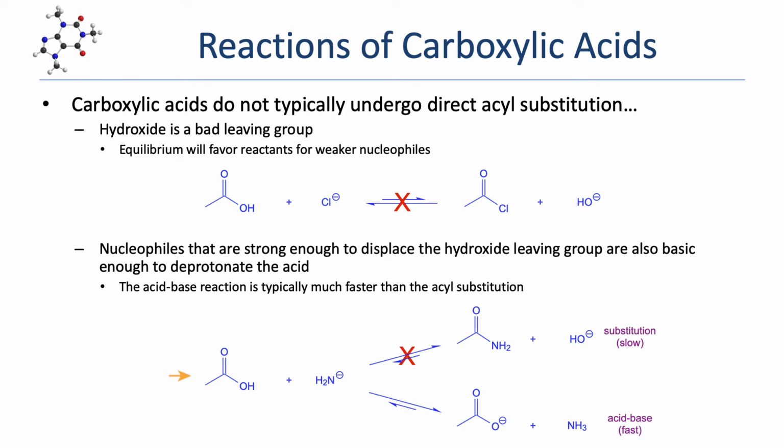Based purely on the leaving groups in both the forward and the reverse reaction, we would predict this reaction to be favorable. Hydroxide is a better leaving group than NH2-, and that's absolutely true. This reaction would favor products if not for the competing acid-base reaction shown on the lower pathway.